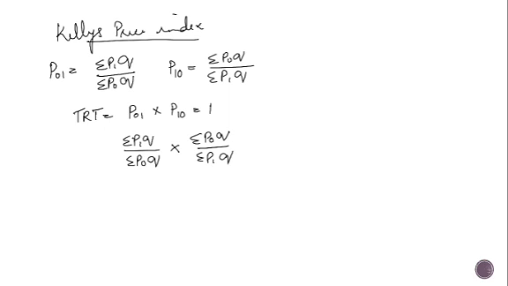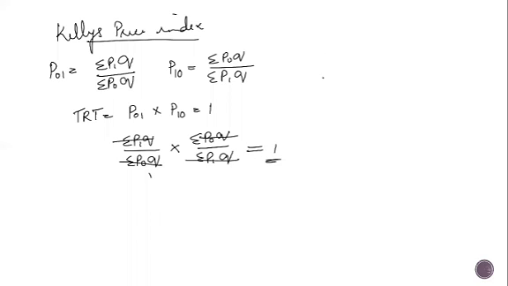So here again it is in the product form, multiplication. So you can easily cancel. Here summation P0Q is there, summation P0Q is there. So cancel it. P1Q is there, P1Q is there. That means Kelly's method also satisfies TRT.